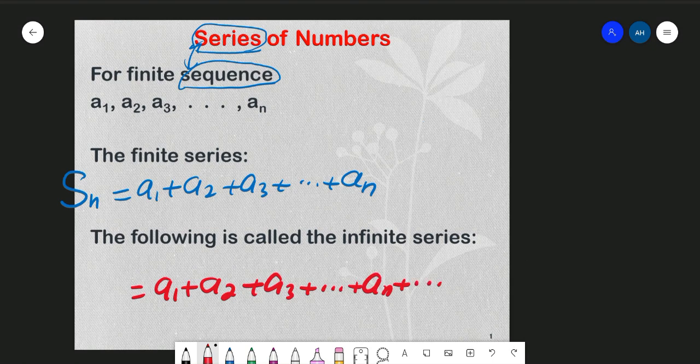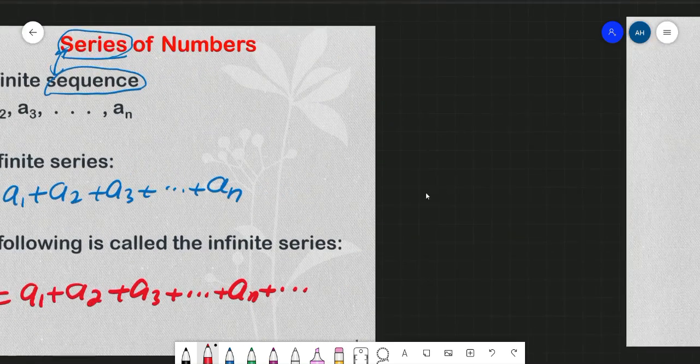Now, what is the symbol used for an infinite series? We have S, that is sum also, and we have infinity like this, S infinity. That is the sum of the terms when the number of terms is infinitely many. Then we call it an infinite series. The symbol is S infinity.